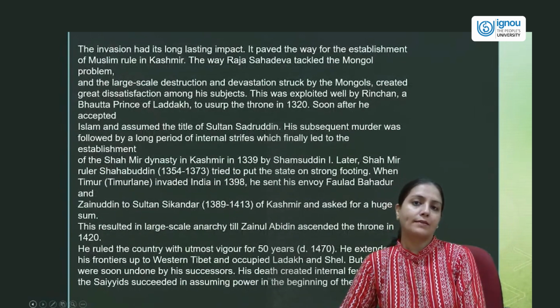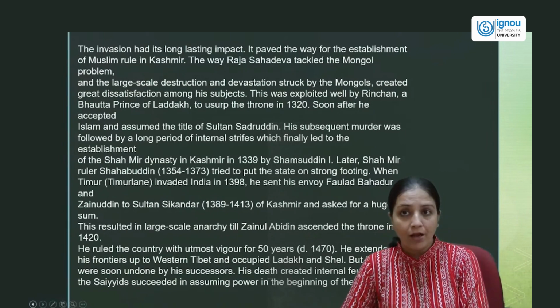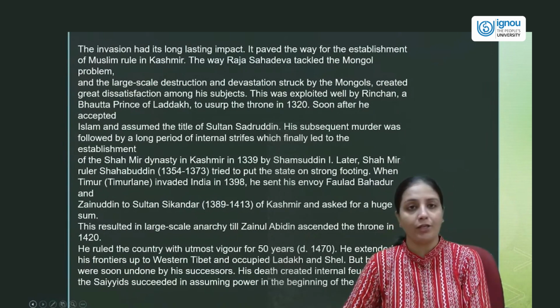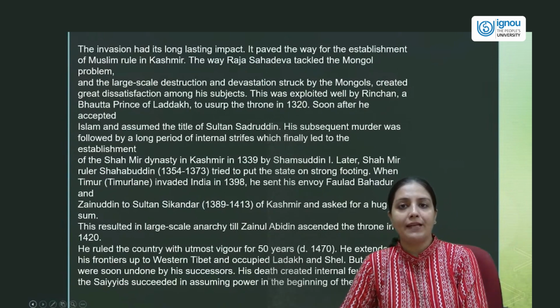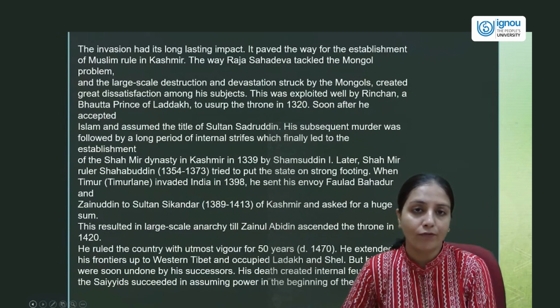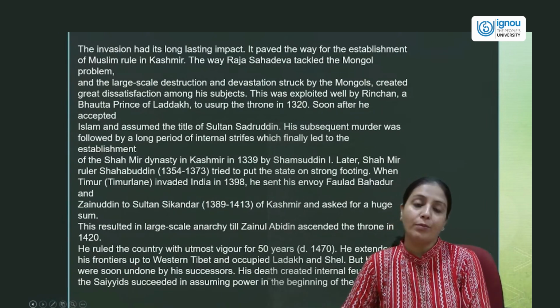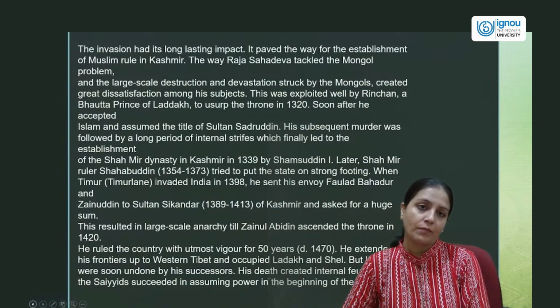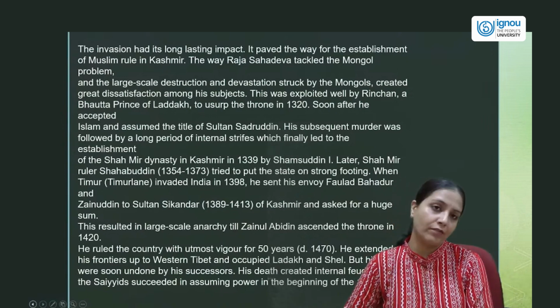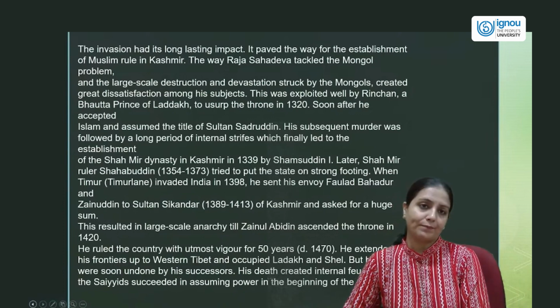Next, we are going to start about the invasion of that particular area. The invasion had its long-lasting impact. It paved the way for the establishment of Muslim rule in Kashmir. The way Raja Sahdeva tackled the Mongol problem, Mongols were a very destructive problem of that time. Everybody was afraid of the Mongols because they were a horror of that time. Where they go, they destroy each and everything. That's why Indians were also horrified by that.